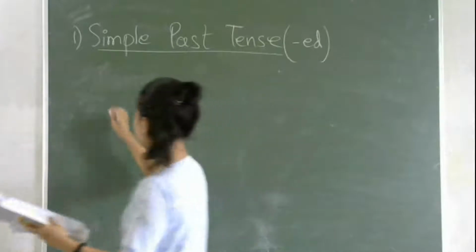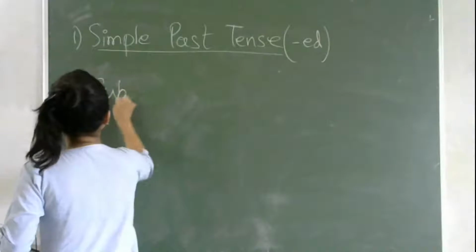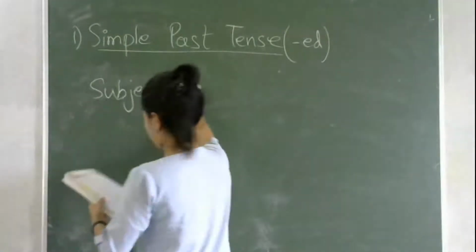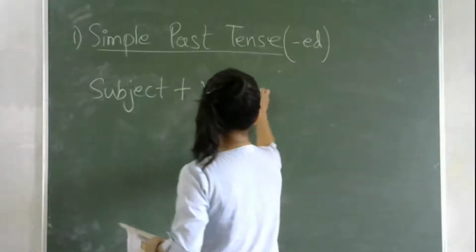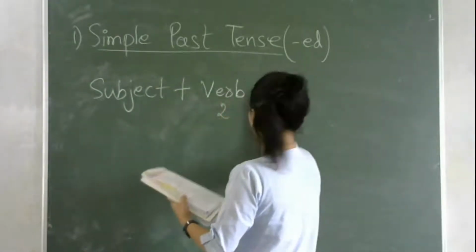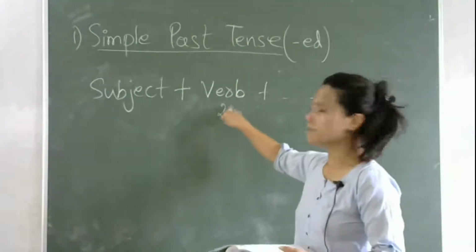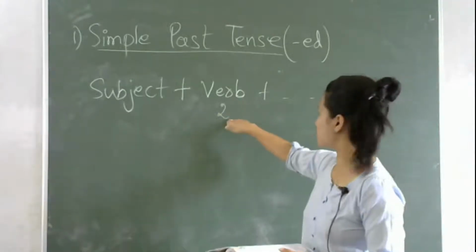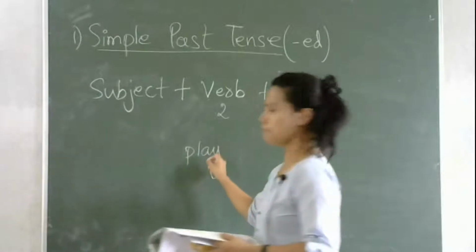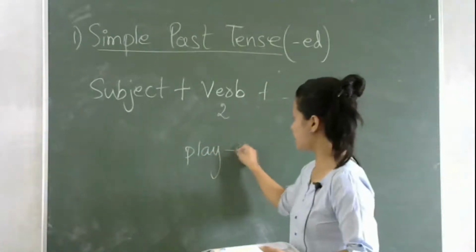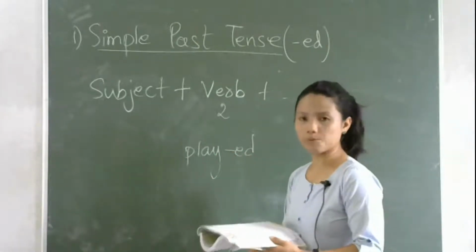In positive statements, the form is subject plus verb, second form of the verb, plus other objects. Why am I putting here verb 2? Verb 2 means second form of the verb. Like just now we had play. Play is the first form, and when you add ed, it becomes the second form. That is the past form. I hope you got it.